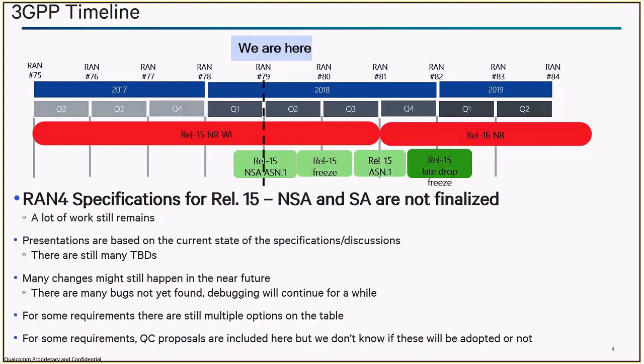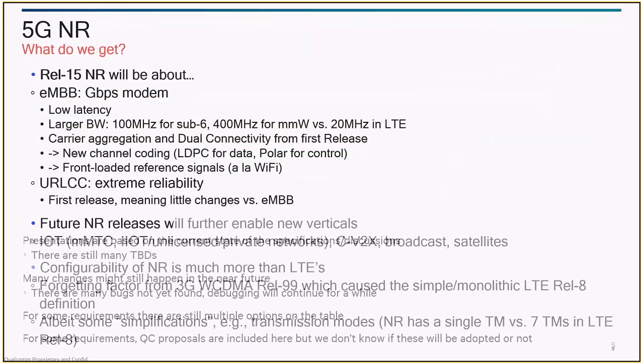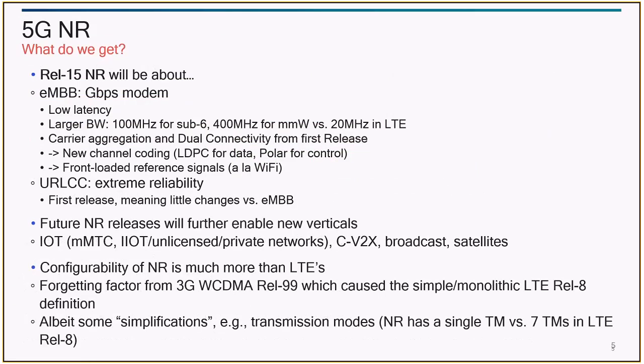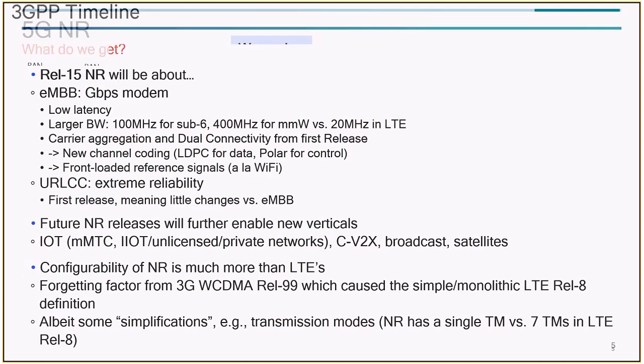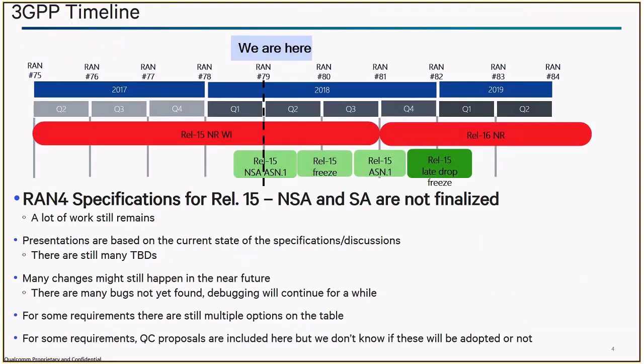I don't know how many of you are really aware of what the RAN 4 scope is. When he said NSA and SA just completed, but here he's telling RAN 4 is not completed for both NSA and SA, right? So there is a difference. What is completed and what is not completed?